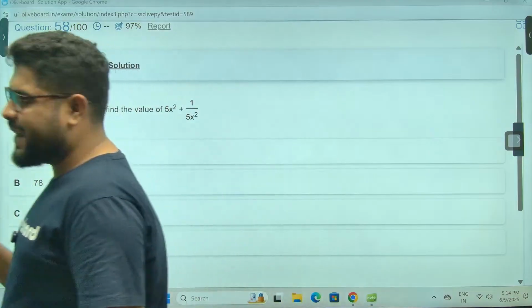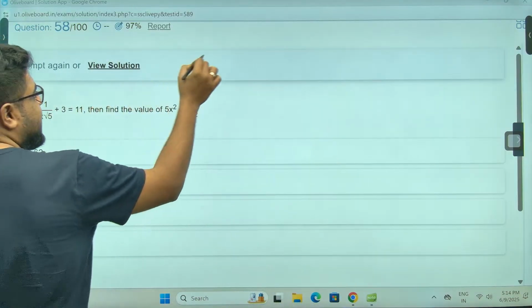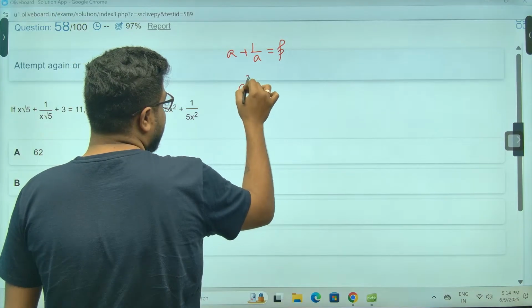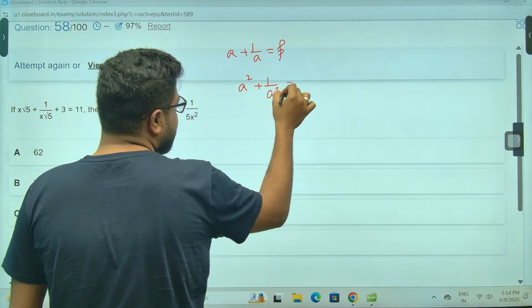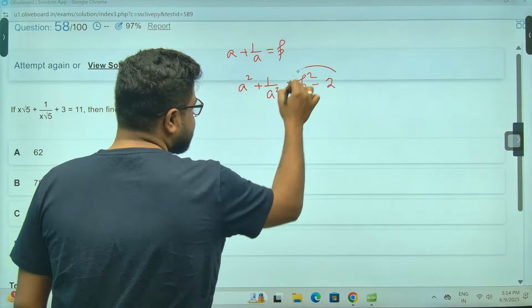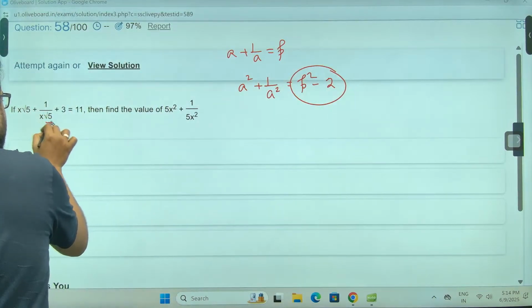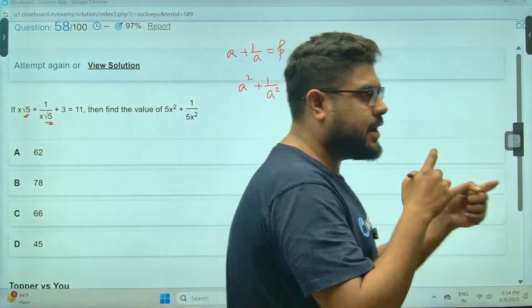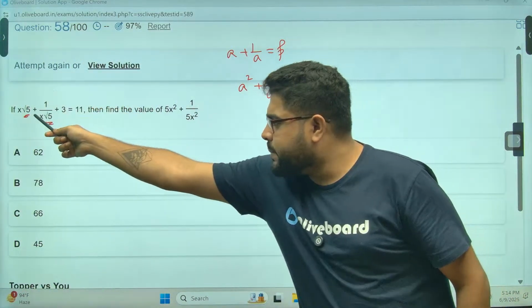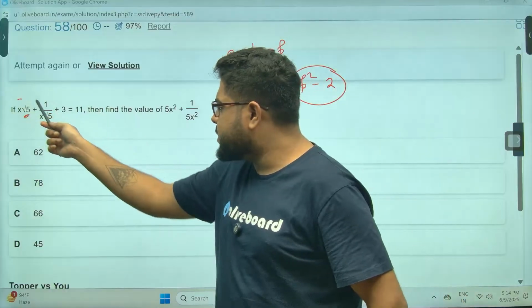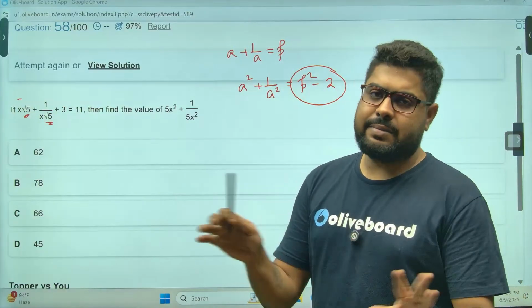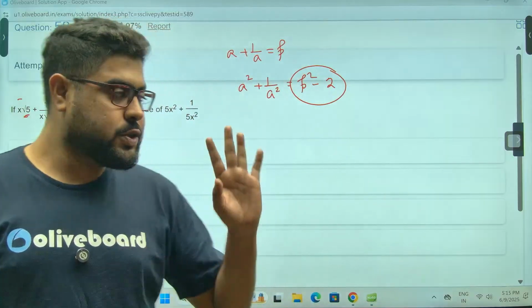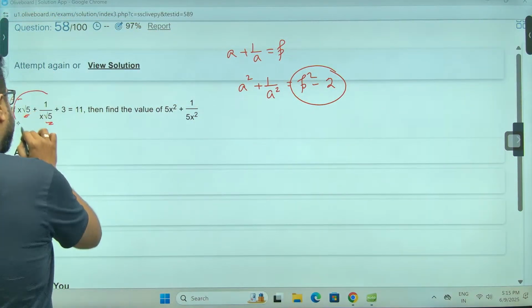Sir, we all know if a plus 1 by a is equal to p, then a square plus 1 by a square becomes p square minus 2. Now, what places are there? Sir, they will put some coefficients in front of x. Now, again, I've told you this. If the coefficients ऊपर भी है, नीचे भी है, so this one as well as this one, if they are same, it doesn't matter. You don't even need to take the coefficient because that will cancel. So first things first, what is the value of x root 5 and this?